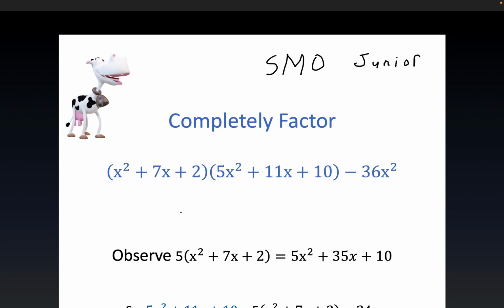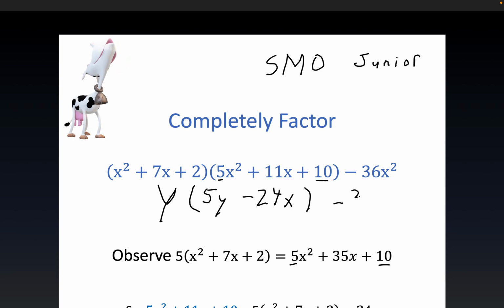One thing to notice very quickly is that if you multiply this first factor right here by 5, you get something fairly close. You see how we have a 5 here and a 10 here? We have a 5 here and a 10 here, so it's close. But notice we can make an adjustment here. If we just call this very first guy y, well, the second will just be 5y minus 24x, excuse me. And of course, we still have the minus 36x squared here.